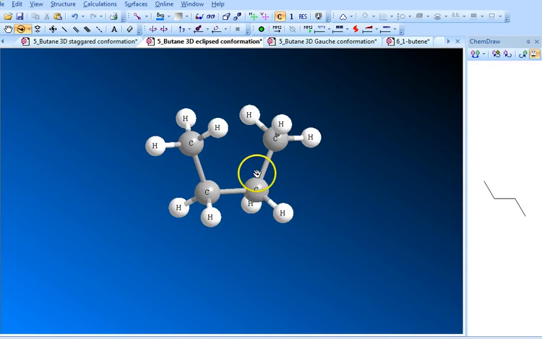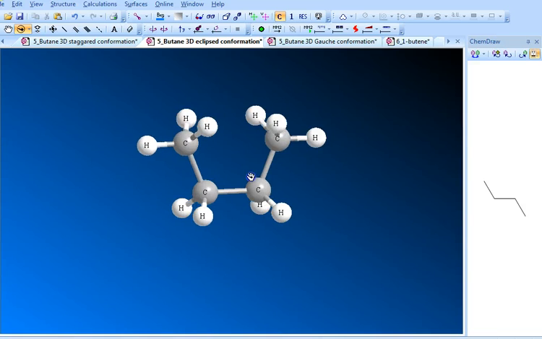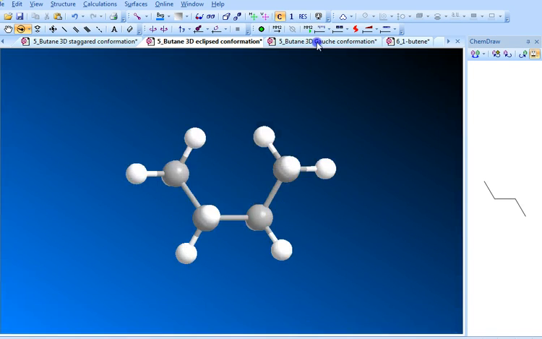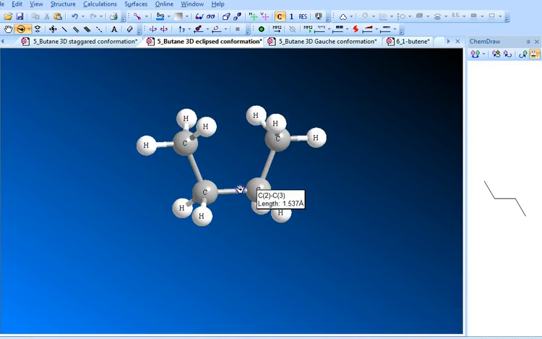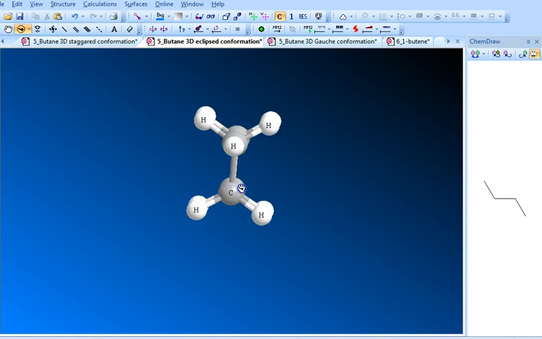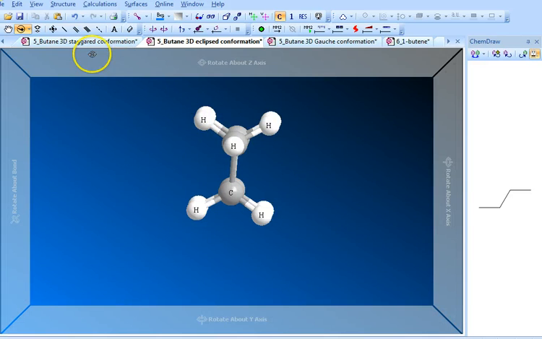Alright, so this is our eclipse conformation. Now let's look at the Gauche conformation. Now here we said we have this situation. Right after this conformation there is another conformation, in between the staggered conformation and the eclipse conformation.